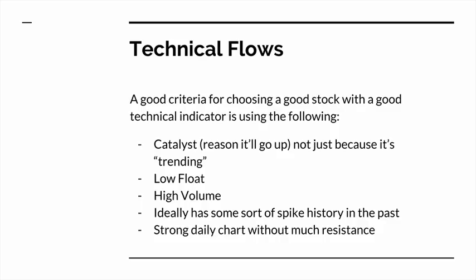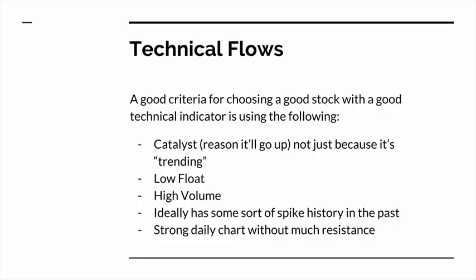Now, the second thing that I always look for after the fundamentals is technical analysis, right? Technical flows. So a good criteria for choosing a good stock with a good technical indicator is probably using something like I mentioned, like a catalyst. Never trade or buy the stock just because it's trending, right? We see a lot of trending stocks all over the place. Somebody like Jim Cramer or some famous analyst would recommend a stock and it'll be trending, but there's no actual news on the stock that will make it jump.